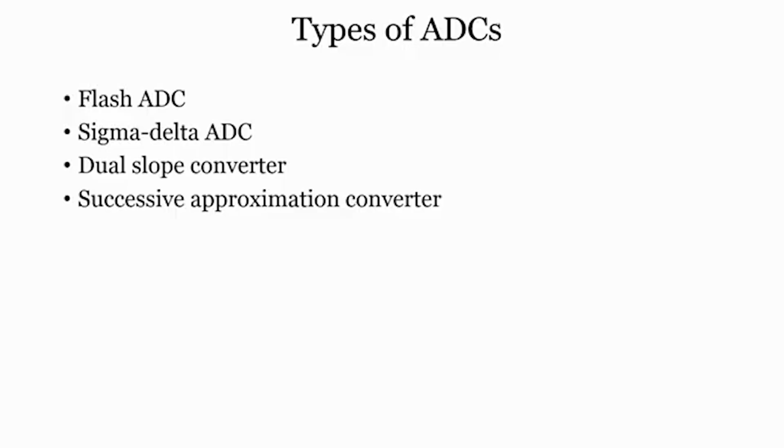Hi, welcome to this module, and in this module we will look at analog to digital converters. So, what are the types of ADCs and how do they function? There are four basic types of ADCs that we will look at. The first one is called flash ADC, then we will talk about sigma delta, followed by dual slope, followed by successive approximation.